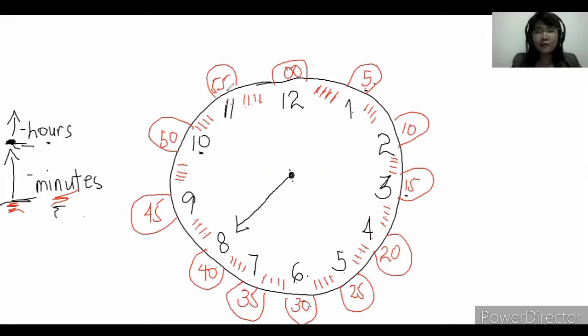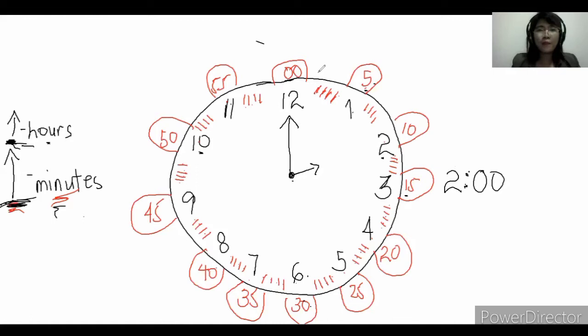Short hand points to number 2. So you will say 2. And when the long hand points to 12, you will say 2 o'clock. Okay? 2 o'clock.